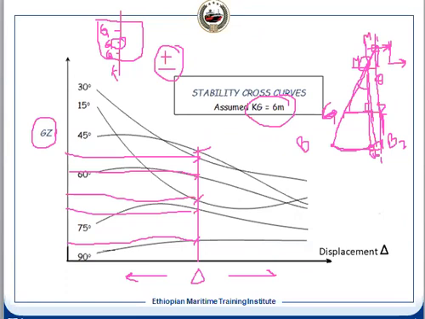Is it clear, the cross stability curve? Have you understood how we draw the cross stability curve?